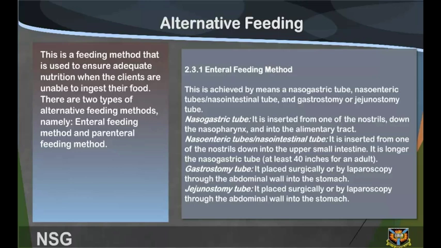Nasogastric tube. It is inserted from one of the nostrils down the nasopharynx and into the alimentary tract. Nasoenteric tubes, nasointestinal tube.